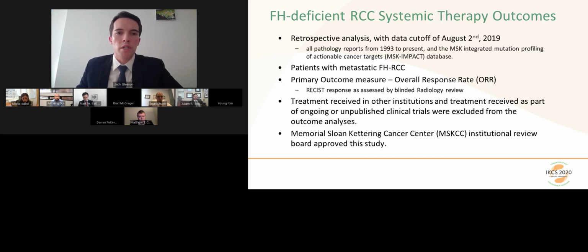We performed a retrospective analysis of all patients at MSK with metastatic FH-RCC, and the primary outcome measure was overall response rate with RECIST criteria applied by a radiologist blinded to treatment type.